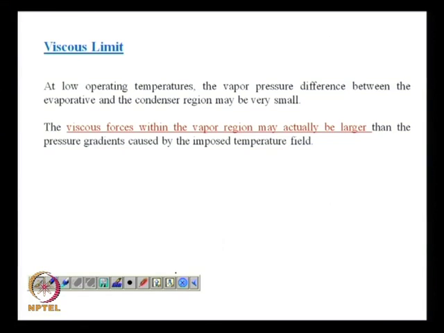So, the very small vapor pressure difference and the slow motion of the vapor molecules from the hot side to the cold side means there are going to be sufficient viscous losses, and the viscous losses may exceed the vapor pressure difference that is provided in such a heat pipe. The viscous forces within the vapor region can be larger than the pressure gradient caused by the imposed temperature field, and this is applicable for cases where the vapor is very slow moving.